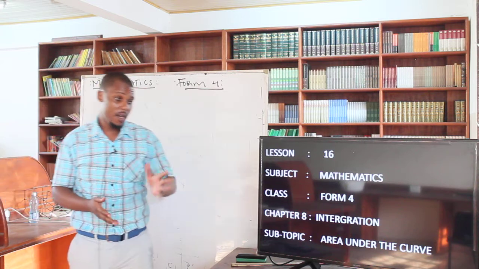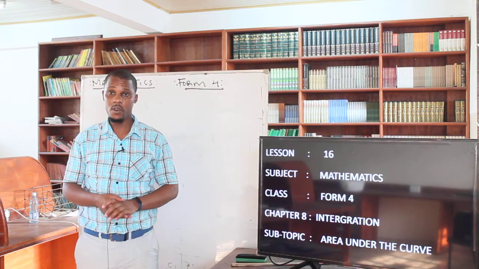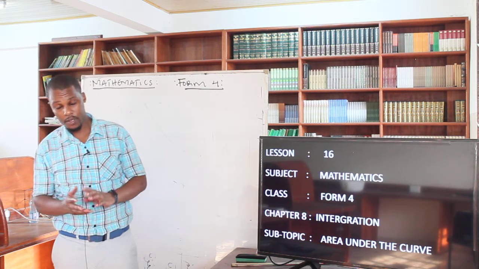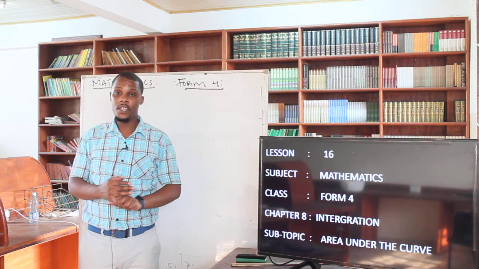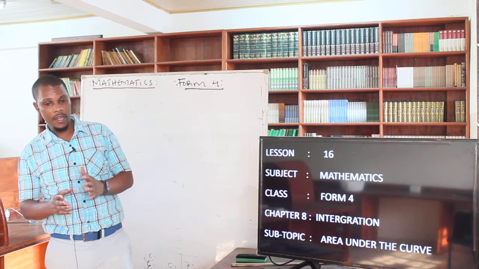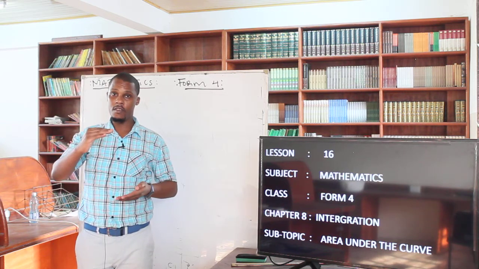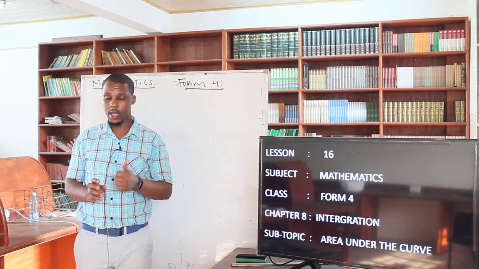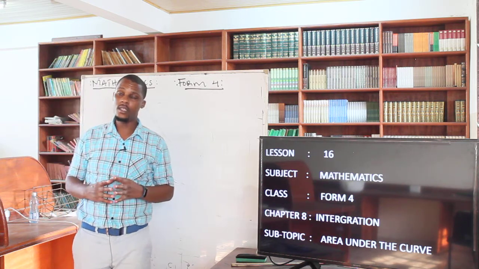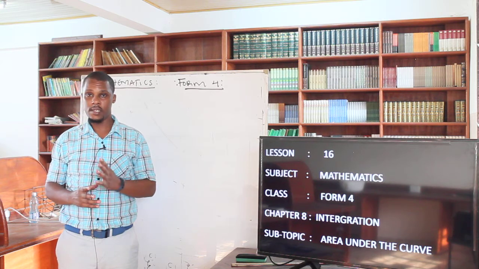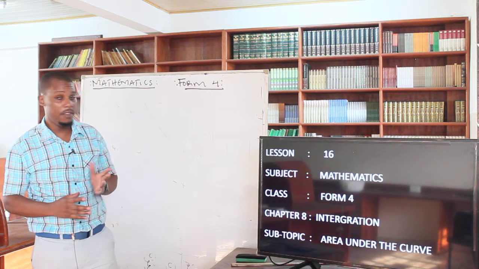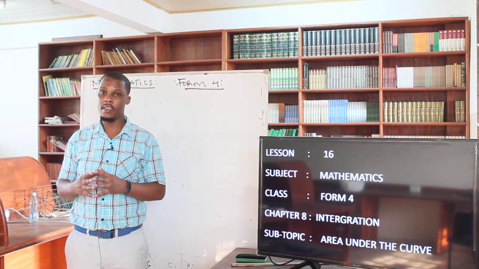Today I want us to focus on something different from what we have been dealing with. Remember, previously I talked about the concept of definite and indefinite integrals. In the definite case, you are given the limits, so you substitute and get your answer as a given figure. But if it is indefinite, your answer is going to be the equation plus an arbitrary constant, which is C. Then for today, we shift gear and come to the area under the curve.